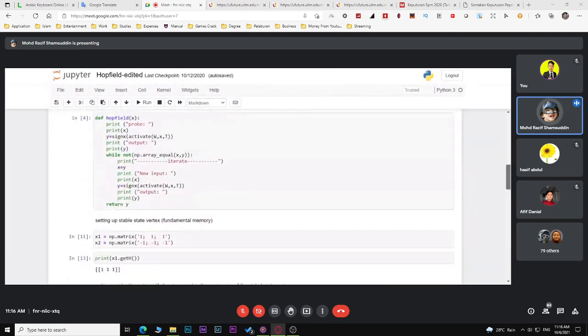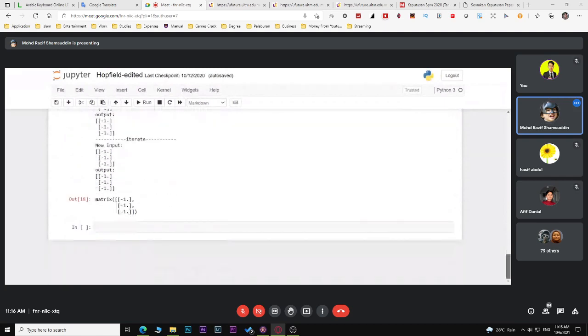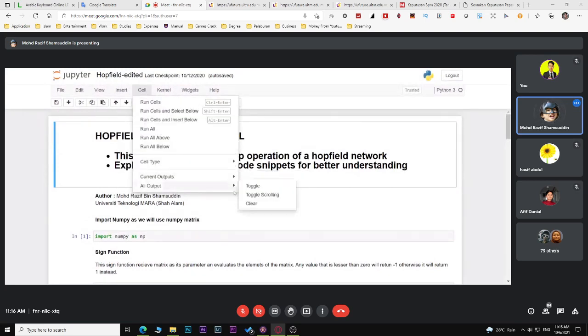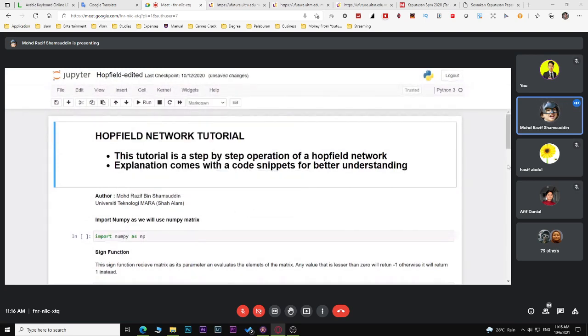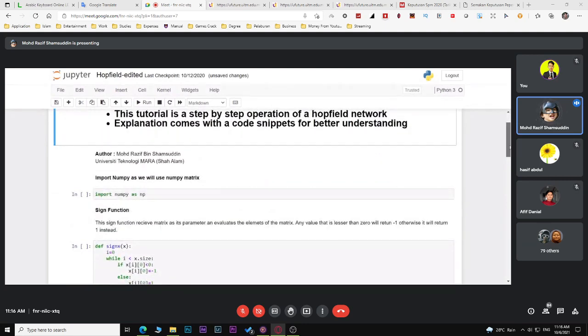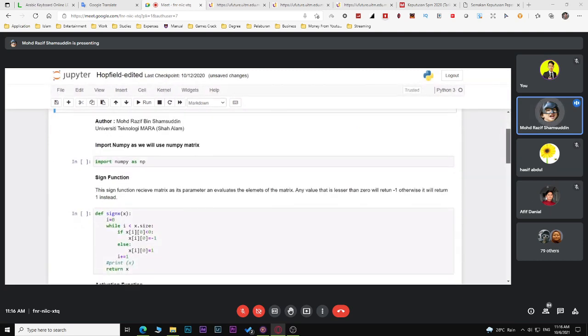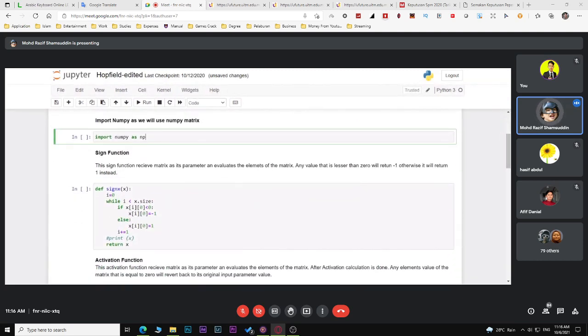So dia kata kat sini step by step. Alright. So kita tengok clear. Alright. So in this example, I'm using NumPy. Okay. So because NumPy will allow us to use a NumPy matrix. Alright. So first import NumPy dulu. Boleh belajar kan? Python kan? Dah. So supposedly yang ini tak ada masalah lah untuk you faham.